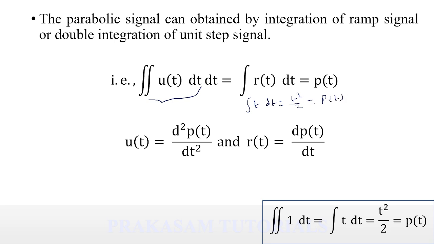So this is the relation between parabolic signal, ramp signal and unit step signal. The parabolic signal is integral of the ramp signal and double integral of the unit step signal. In other words, the ramp signal is a derivative of the parabolic signal and unit step signal is the second derivative of the parabolic signal.